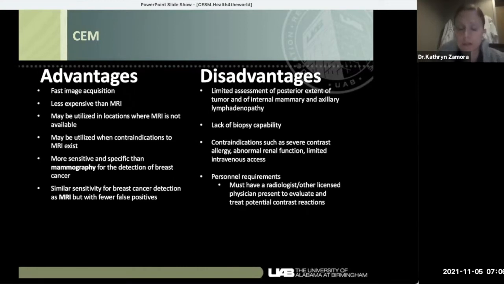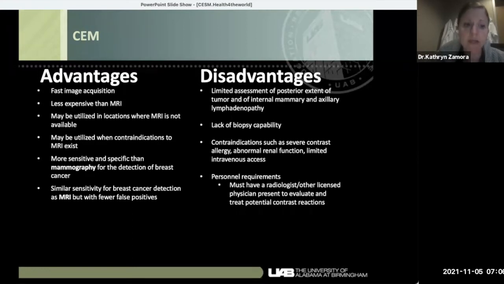Reviewing some of the advantages and disadvantages. The advantages we did talk about a little bit already. It's fast acquisition time, about 10 minutes, less expensive than MRI examinations. It may be utilized in locations where MRI is not available, and that's important for many countries here. It may be utilized when there's contraindications for MRI for the patient.